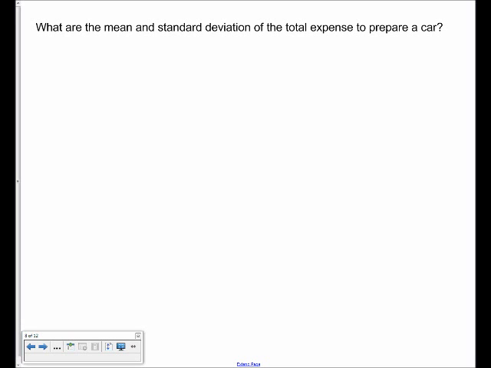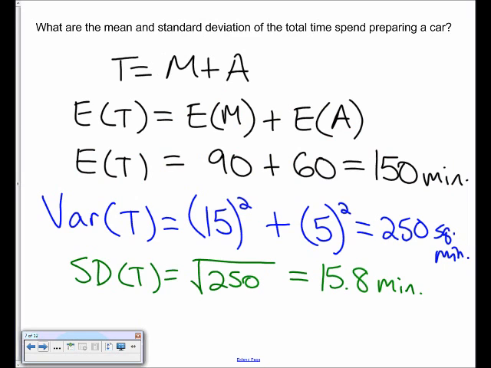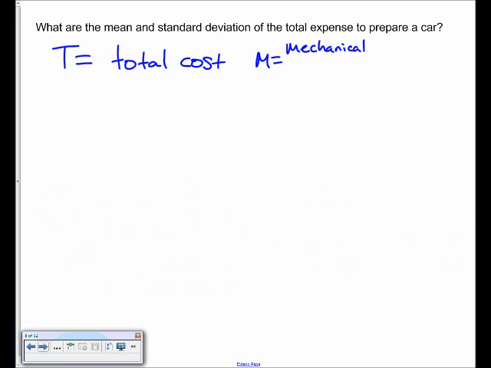All right, so I'm going to use those three variables again, but this time they mean something a little different. I still have T, but that is now the total cost or expense. I'm going to have my M, which is the mechanical, but now, because we're dealing with cost, they gave me the cost per hour. I'll go back a few slides and show you. Notice on the first one, it was the mechanical and appearance, and I used minutes. The 90 and the 60 are minutes. But here I need to look at the mechanical in terms of hours. So it's going to be a little different, and same with the A, that's going to be my appearance in hours.